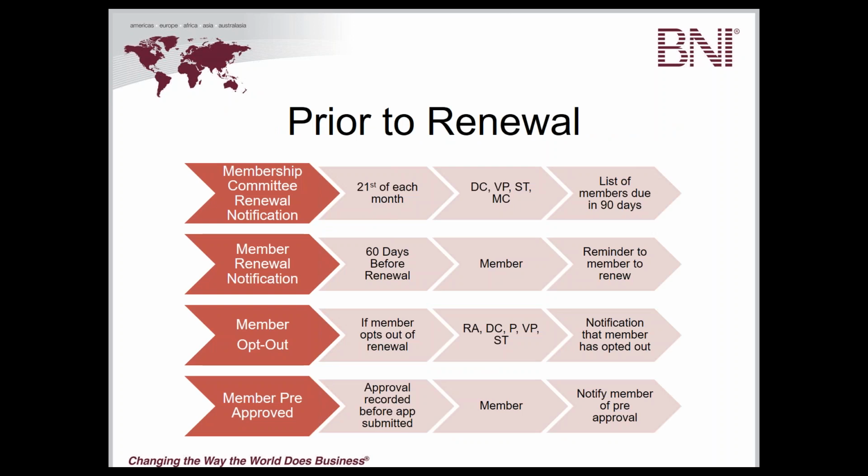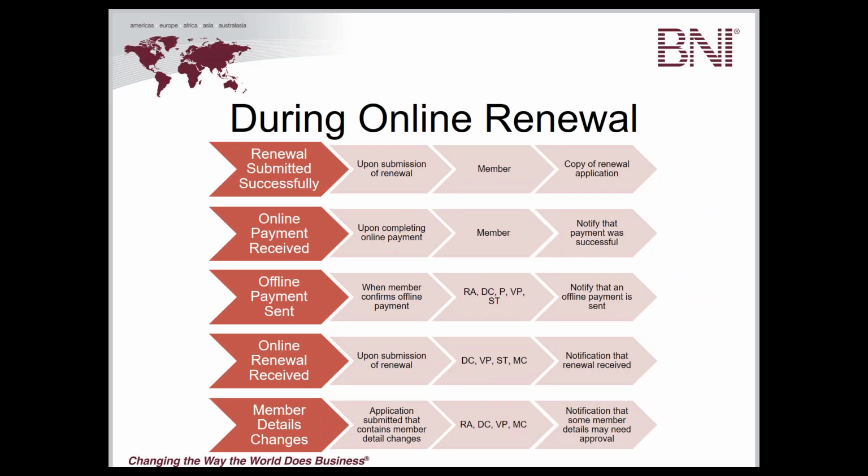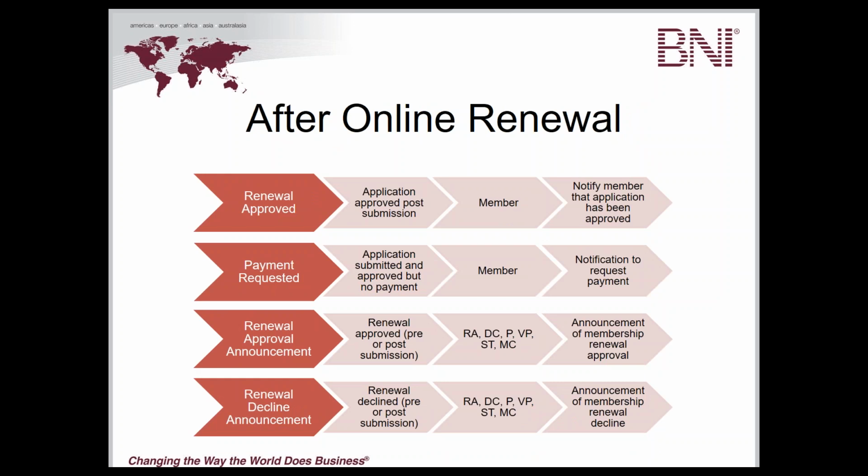Now there are a bunch of emails that go out during this process. Before the renewal, there's the renewal notification, the member notification, the opt-out, and the pre-approved notifications. During the renewal, there are also a number of notifications that happen when it's been submitted, when the payment has been sent, and when the details might have changed on the record. And then following up, we have the follow-up emails as well.